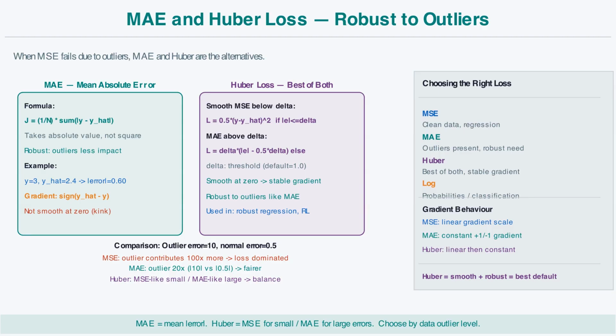Huber loss is the best of both worlds. It behaves like MSE for small errors within a threshold delta and like MAE for large errors above delta. Below the threshold it is smooth and has gradients proportional to error size. Above the threshold it is robust like MAE. The threshold delta is a hyperparameter, typically set to 1. Huber loss is used extensively in reinforcement learning, where outlier rewards can destabilize training, and in robust regression tasks where your data has noise and anomalies.